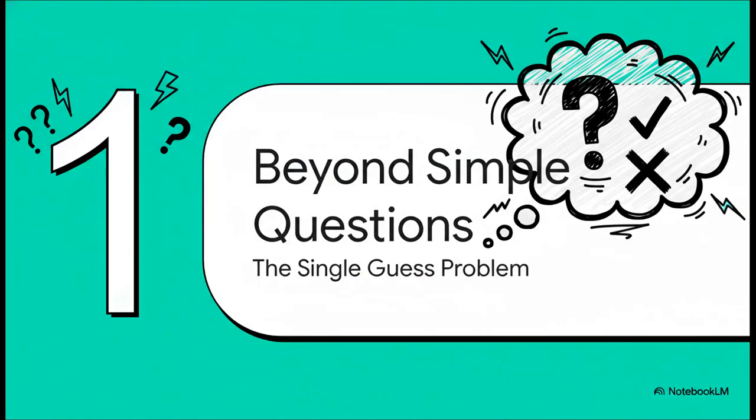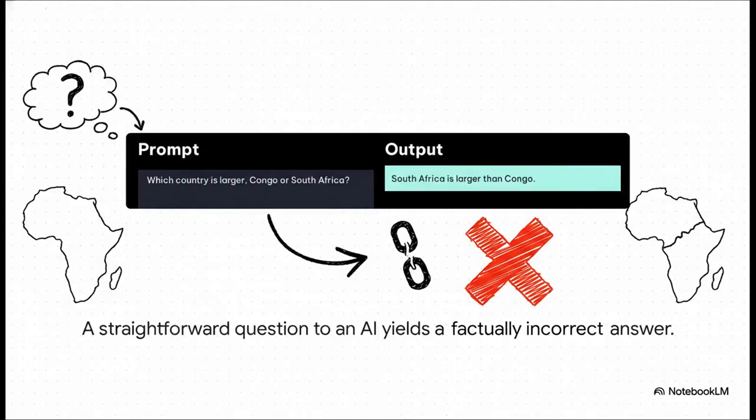Look, we know large language models are amazing, but here's the catch. When you ask a simple question, the AI often just makes a single quick guess. And while it sounds super confident, that guess can be just plain wrong. Take this, for example. We ask, which is bigger, Congo or South Africa? And the AI comes back instantly, South Africa is larger than Congo. It sounds legit, right? Well, it's not. The Democratic Republic of Congo is almost twice the size of South Africa. So yeah, this is the exact kind of confident mistake we need to fix.